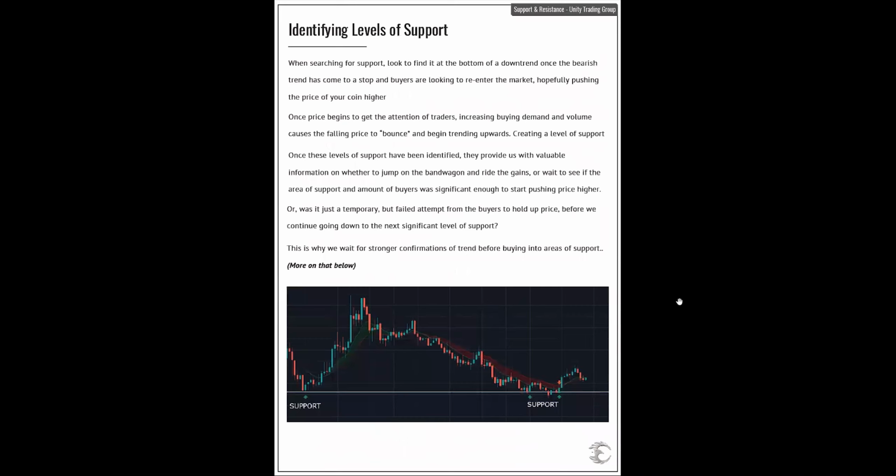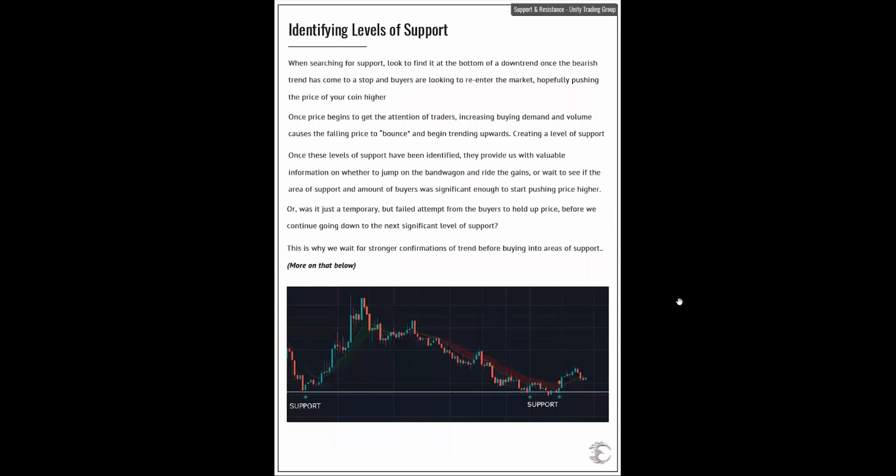Once these levels of support have been identified, they provide us with valuable information on whether to jump on the bandwagon and ride the gains, or see if the area of support and the amount of buyers was significant enough to start pushing price higher. Or in a lot of cases, this is where we need to really consider this an area of support. Was it just a temporary but failed attempt from the buyers or the bulls to hold up price before we continue going down to the next significant level of support? We see that quite a bit.